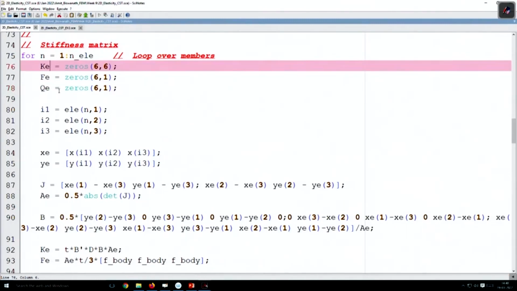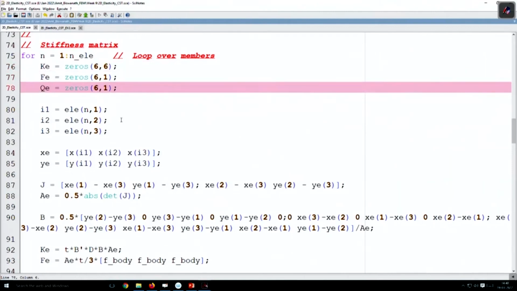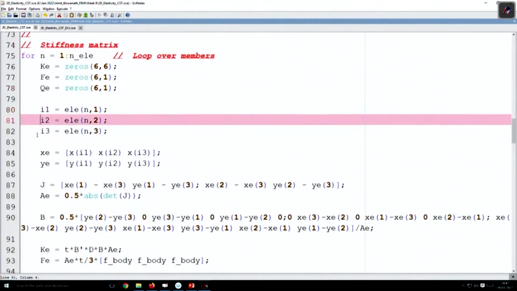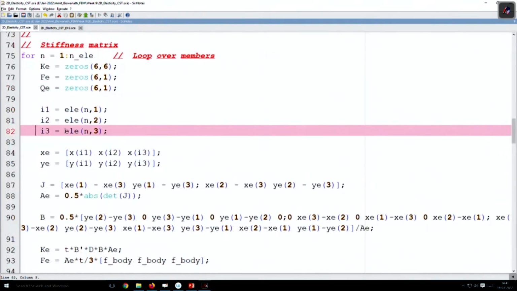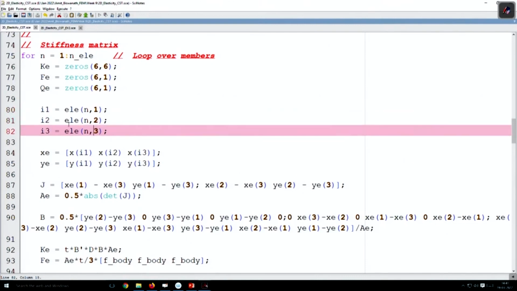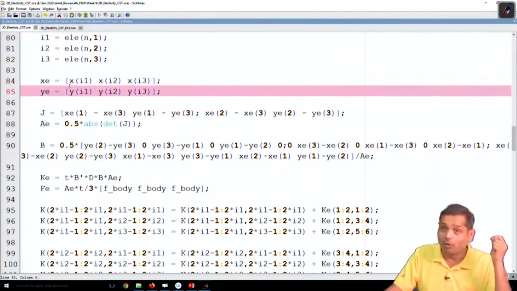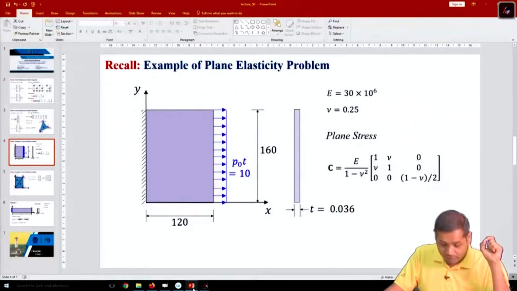K is the size of the element stiffness matrix, and FE and QV are the element level body force term and the element level traction term. I1, I2, I3 are the global node numbers for that particular element. For instance, for the nth element, this gives you the local node numbering of the nth element 1, 2, 3, and I1, I2, I3 are the corresponding global node numbers. Then x, y are the coordinates of these nodes. J is the Jacobian, and the Jacobian is constant for this element.